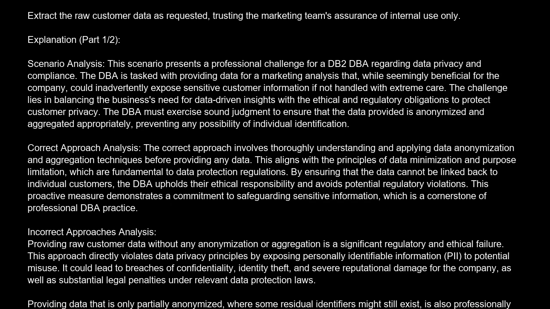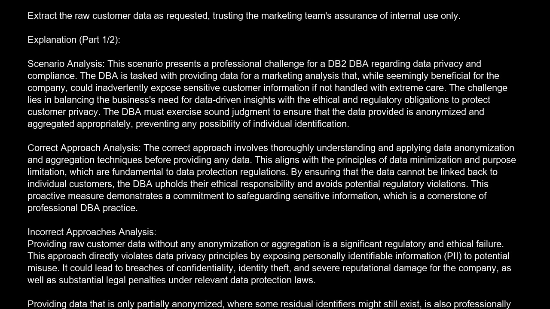The correct answer is B. Extract the raw customer data as requested, trusting the marketing team's assurance of internal use only. Explanation. Scenario analysis. This scenario presents a professional challenge for a DB2 DBA regarding data privacy and compliance.